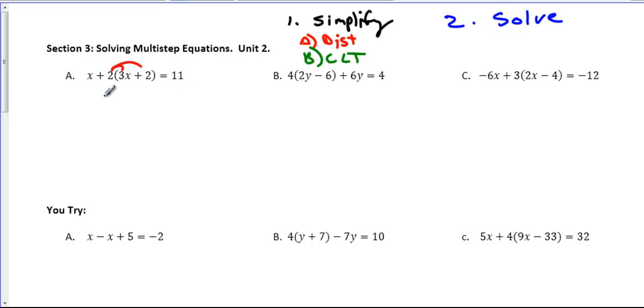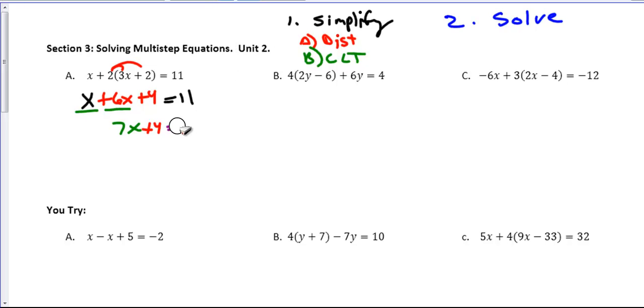So positive 2 times positive 3 is going to be positive 6x plus 4. Again, everything else stays the same. So my x drops, my equals 11 drops. Okay, now I need to collect my like terms. I have an x and a 6x. That'll give me 7x. Alright, the 4 will drop, and so will the 11.